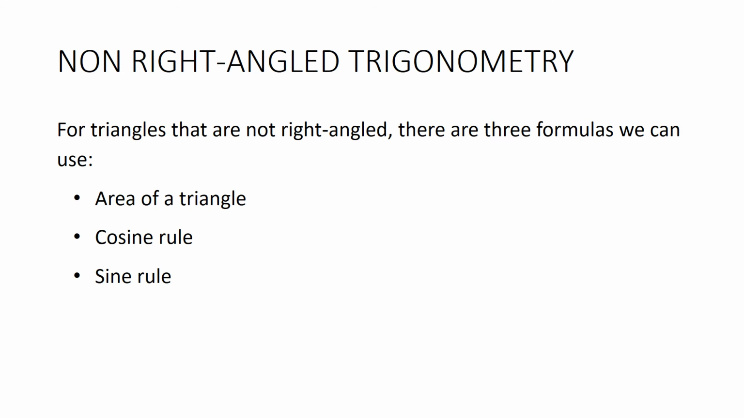All right, let's move on to non-right angled trigonometry. So when triangles are not right angled, there are three formulas that we can use. We can use a special area of a triangle rule, which we'll do first, instead of a half times base times height. Or we can use the cosine rule to find an unknown side or angle. Or we can use the sine rule to find an unknown side or angle.